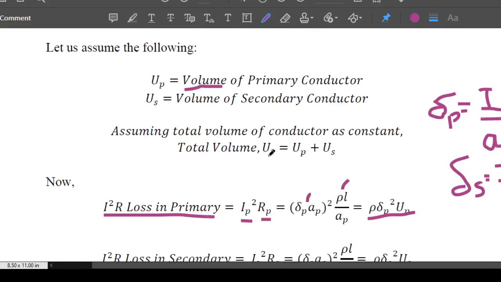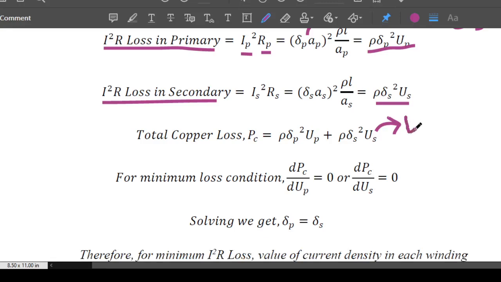Suppose I replace VS, VS is nothing but VT minus VP. So now you see that this copper loss consists of only the primary side value VP. Now as usual, if I want this total copper loss to be minimum, mathematically the first derivative has to be 0. So if you take it all in terms of VP, differentiate with respect to VP and equate to 0, or if you write it in terms of VS, differentiate with respect to VS and equate to 0. Once you simplify that differentiation, you will get this expression: delta P equal to delta S.